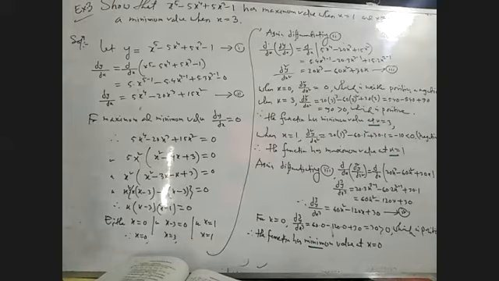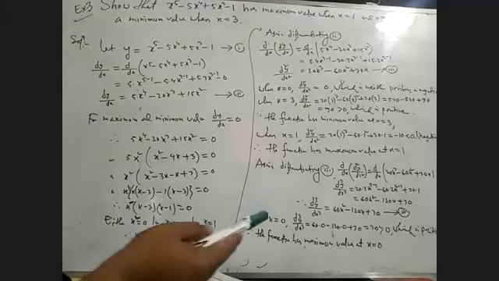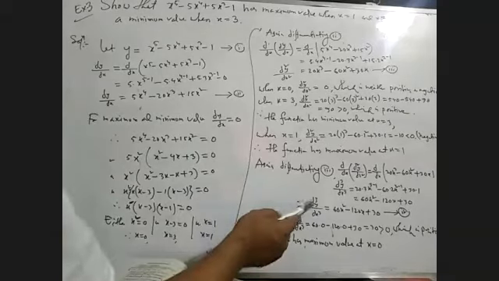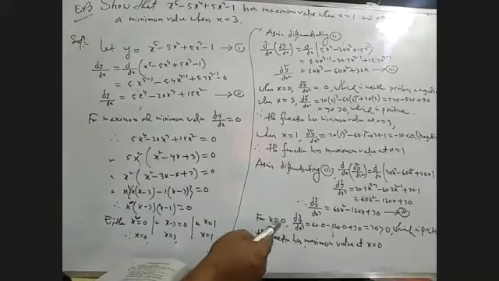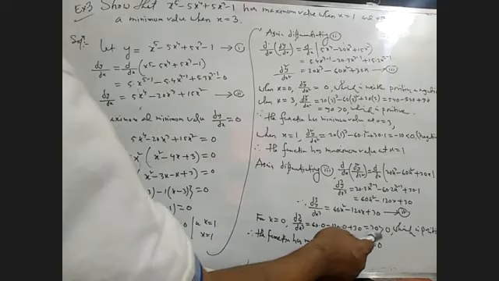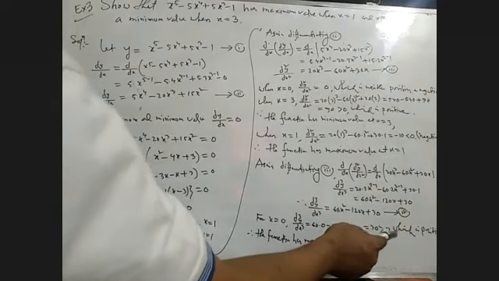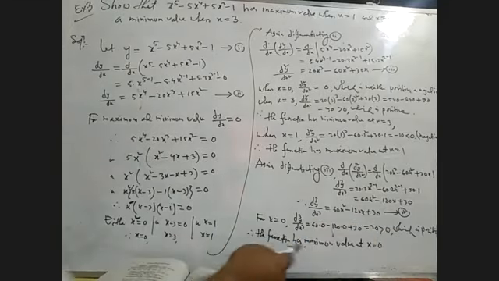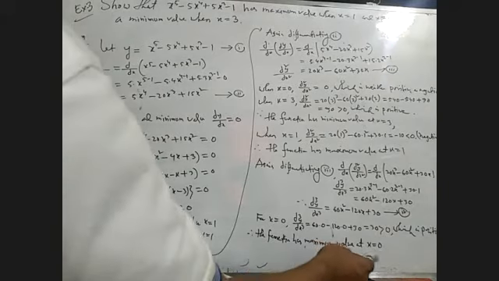That means from these third derivatives, for x equals 0 the third derivative value is positive, which is not equal to 0. This is why the function has a maximum value at x equals 0.